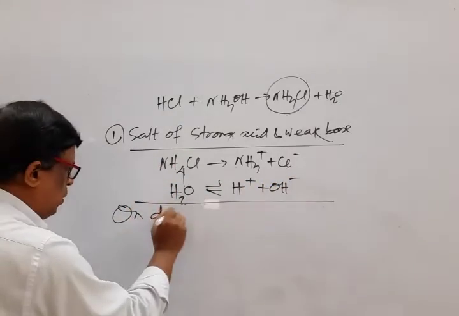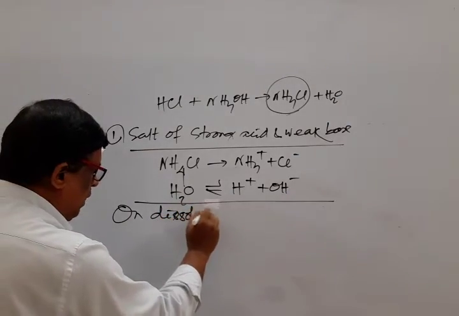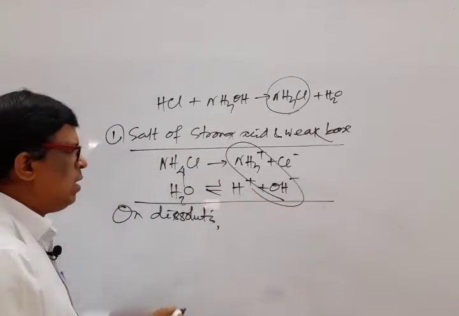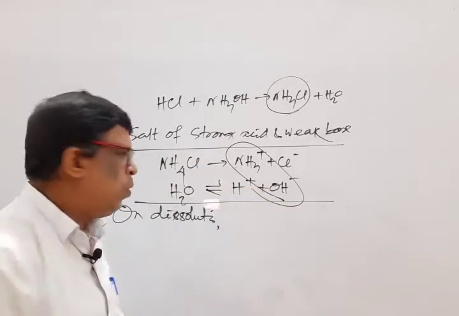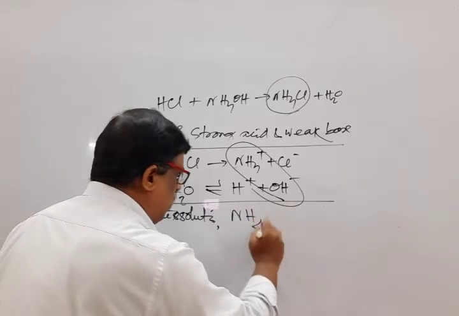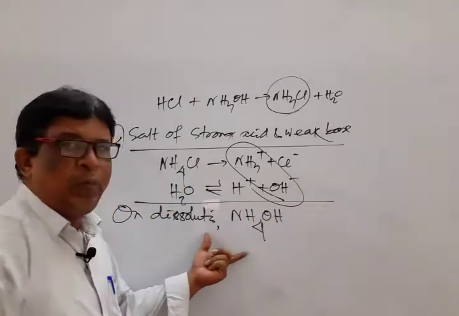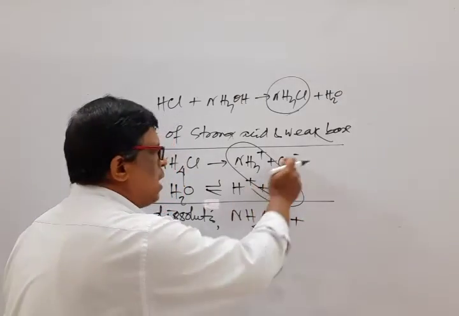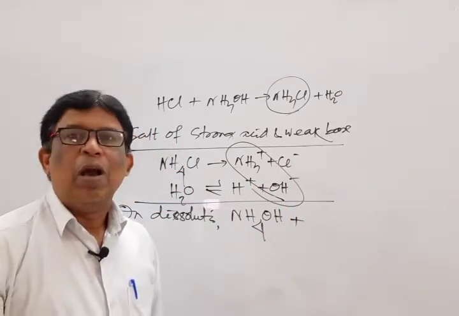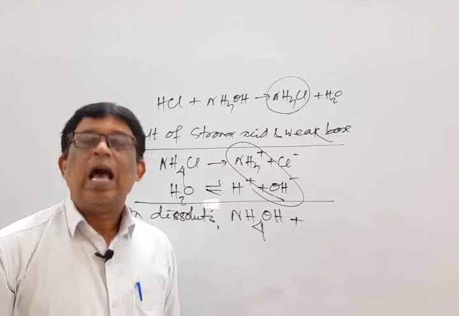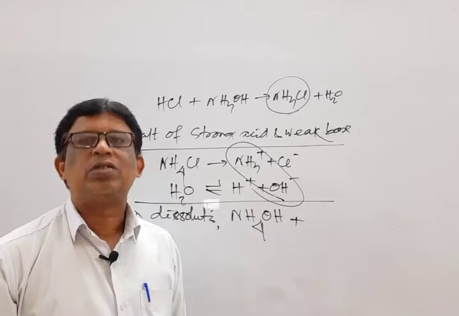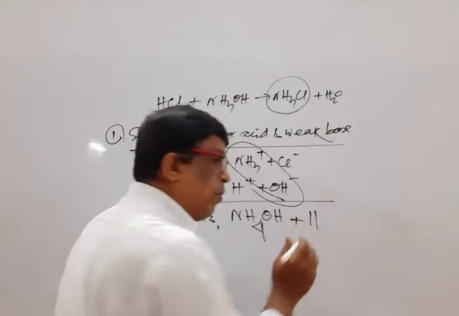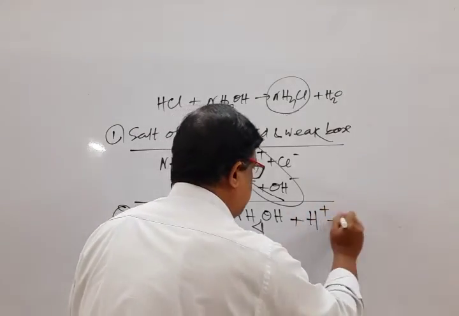Next, on dissolution, mark that, there is the interaction of oppositely charged ions to form ammonium hydroxide. As it is a weak base, it remains as such. Plus, when H plus ion combines with the Cl minus ion forming HCl, as it is a strong acid, strong electrolyte, it never combines; it remains as such.